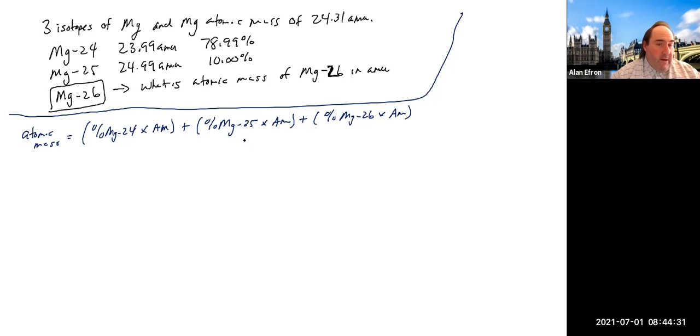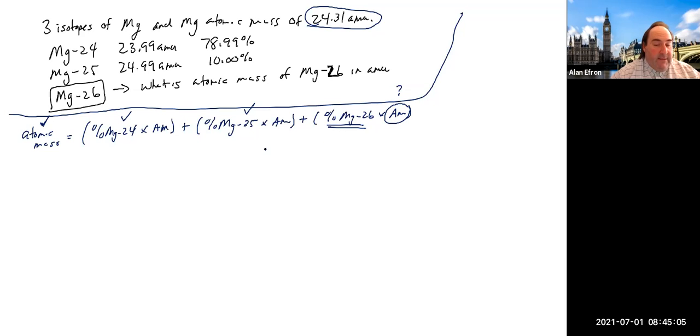In terms of what we have given to us, we do have the atomic mass of magnesium given to us. So we actually have this number. We do have the percentage of 24 and the actual mass of 24. So we have everything in there. We do have the percentage of magnesium 25 and the mass of it given to us. We are looking for the atomic mass of magnesium 26. So we don't have that, and we don't have this.